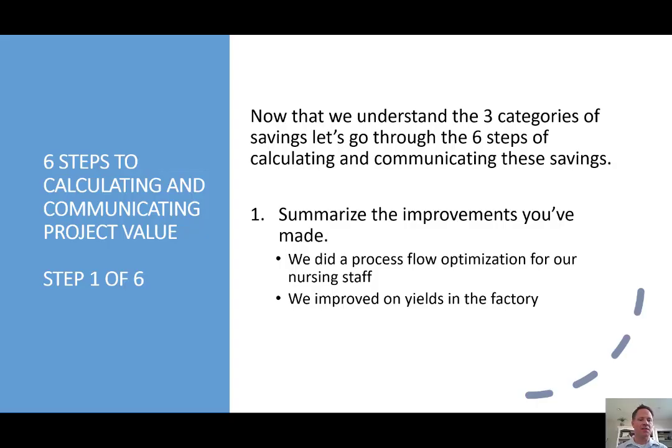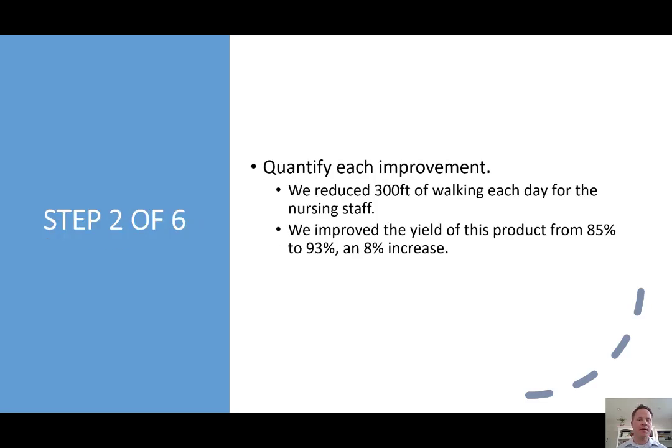Okay, let's go through the 6 steps of calculating your project savings. I'm going to go through 2 scenarios, one for nursing and one for a factory. If we improve the process flow in our department in the hospital, that would be one improvement. If we improved yields on the factory floor, that would be a second improvement. Next, we're going to quantify each improvement. So how much did we improve the flow? Well, we improved the flow by 300 feet of walking each day for every nurse.